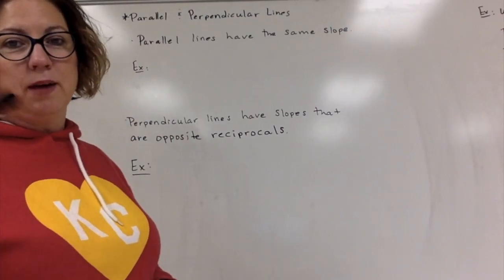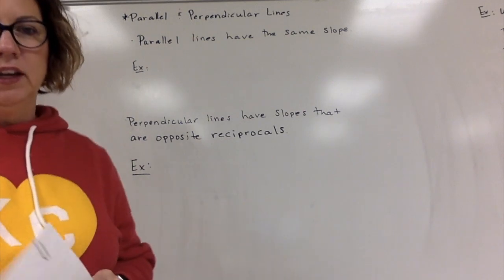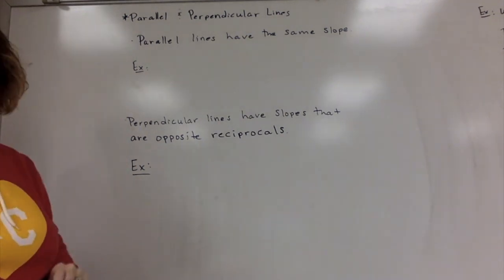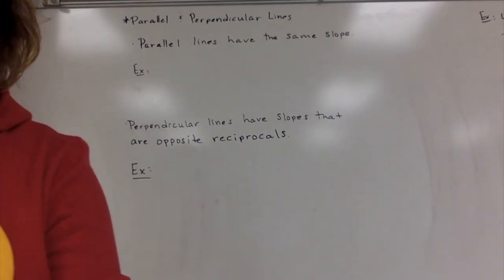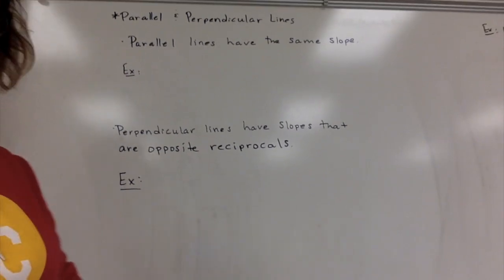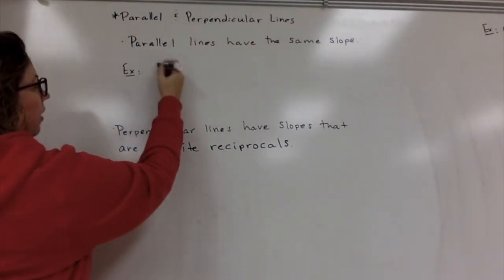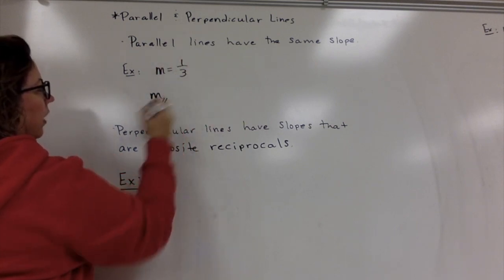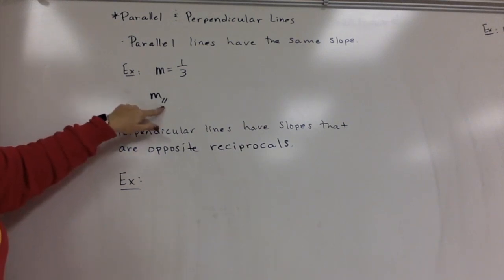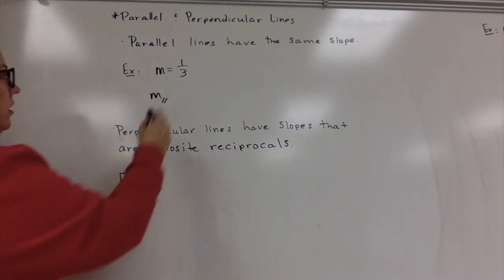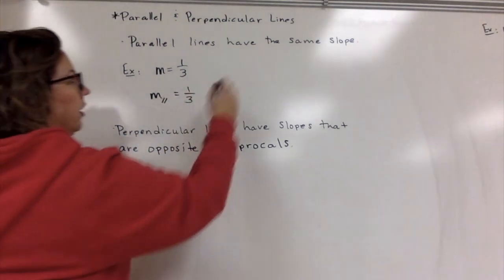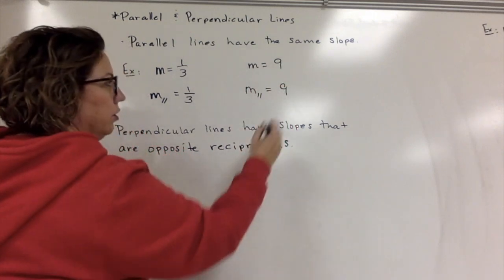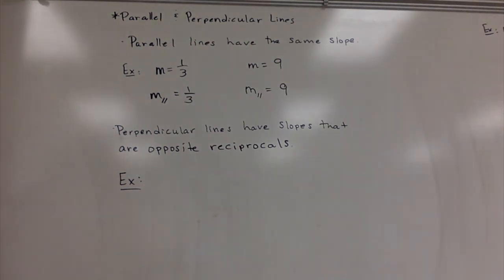All right, we have one more topic that we need to talk about, parallel and perpendicular lines. So let's talk about what we know about them. Parallel lines have the same slope. That is their main feature. So if I have a slope of a line that is 1/3, the slope of the line parallel to that is also 1/3. If I have a slope that is 9, the slope of the line that's parallel to that is also 9. So that should be fairly straightforward.